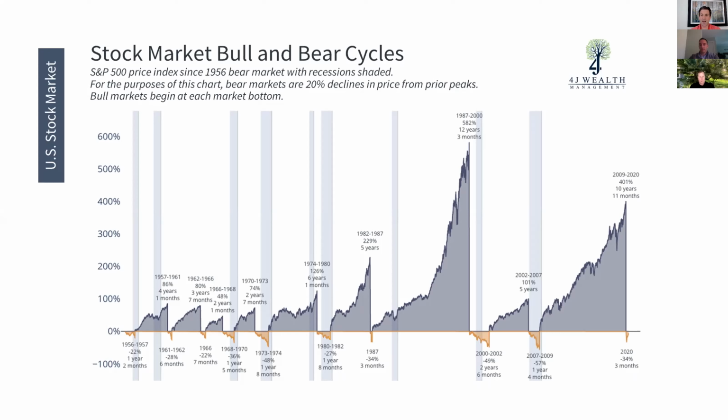2011, the US was downgraded from AAA to AA. 2015, you had the oil crash. 2016, you had the election and all the implications of that. And now you have coronavirus. And yet we're still sitting 10% from all-time highs. So it's pretty amazing. It doesn't feel real, but that's just the nature of how these things have worked historically.